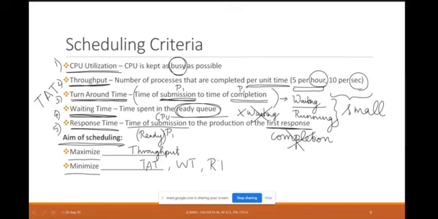Good, thank you. So we are going to try to minimize your turnaround time, waiting time and response time, and we are going to increase your CPU utilization and your throughput. This will be the main aim of your scheduling. You understood all the 5 points here, right? We will be calculating all of them in the forthcoming problems.